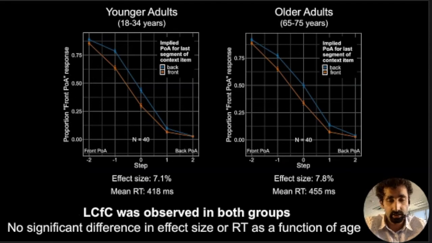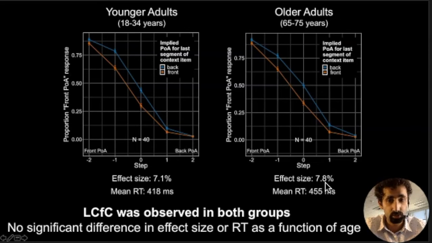So here are the data, the older adults at the right and the younger adults from our previous study at the left for comparison. And you'll note that the results look nearly identical. We're seeing robust lexically-mediated compensation for coarticulation in both groups. And we quantified the effect size by comparing how often participants made a front place of articulation response after hearing context items with an implied back place of articulation compared to context words with an implied front ending.